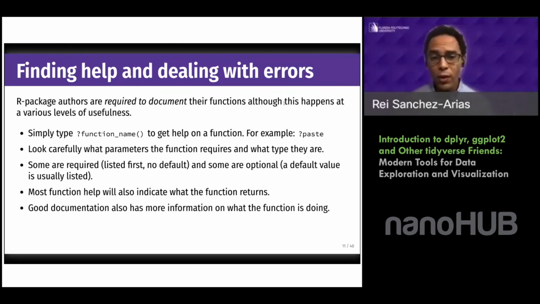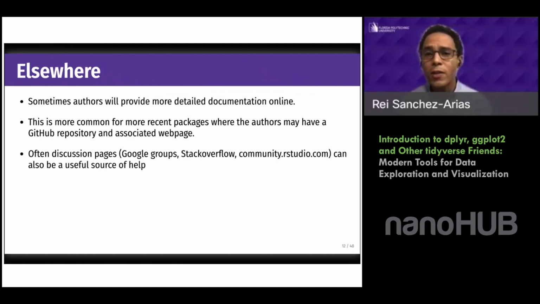And most function help will also indicate what the function returns and how to use it, and have a little example. So it's great for documentation. Sometimes authors also provide a whole set of documentation and examples on their websites. This is very common if you're exploring recent packages that are being developed, or the authors are hosting the source code on a GitHub repo or an associated web page.